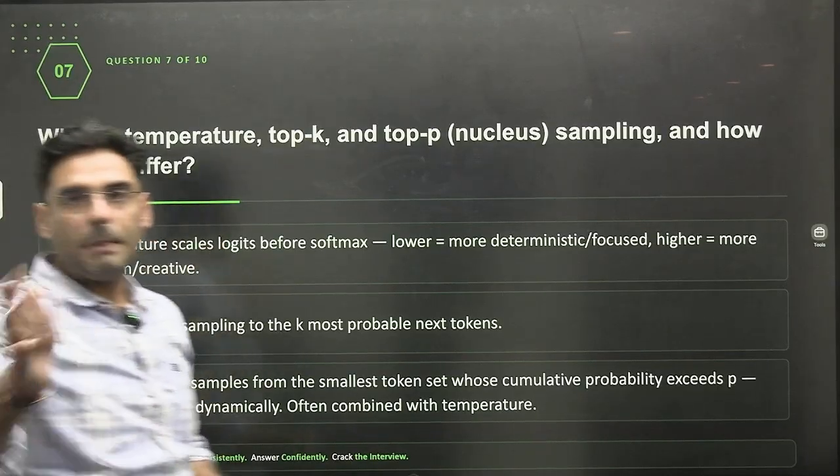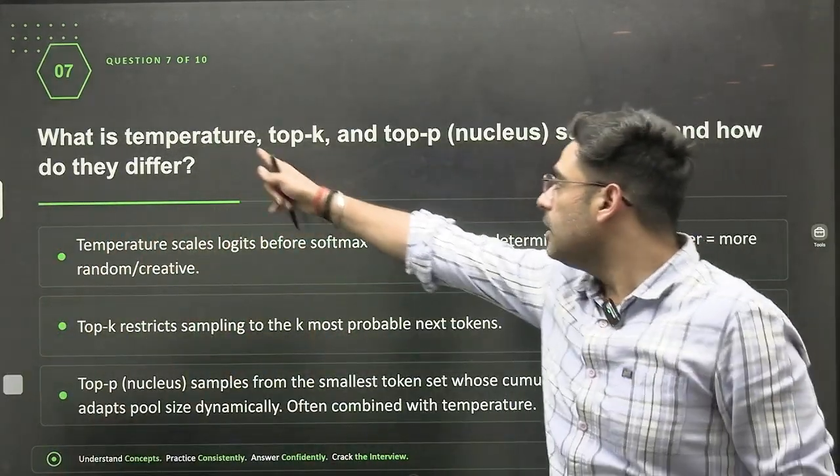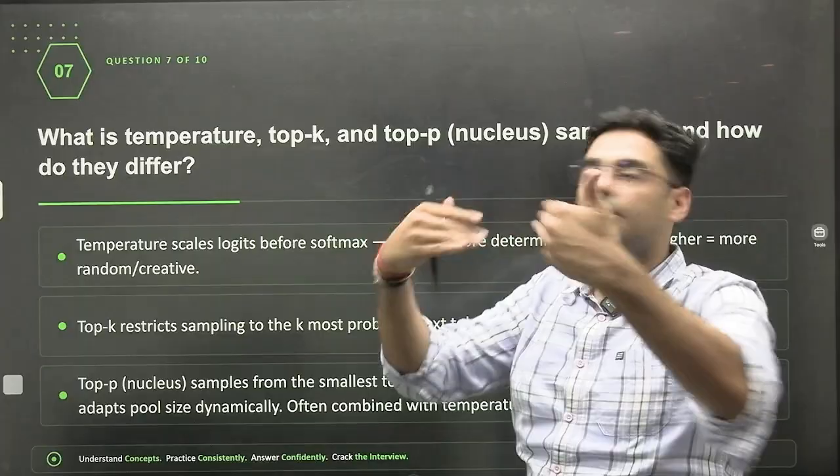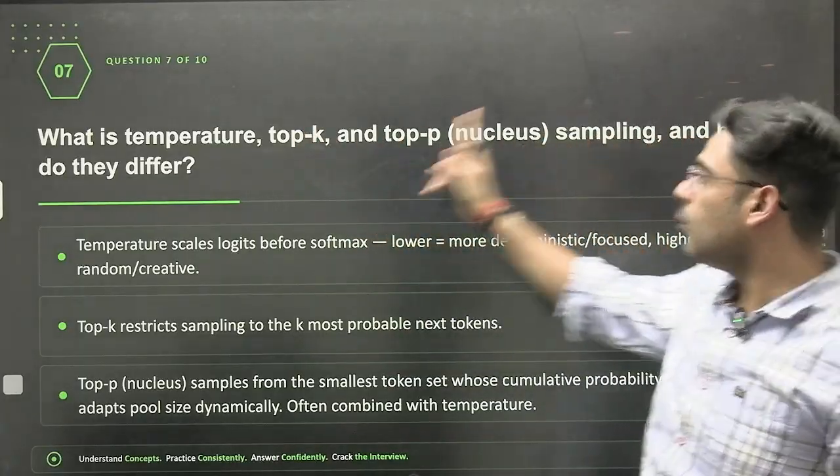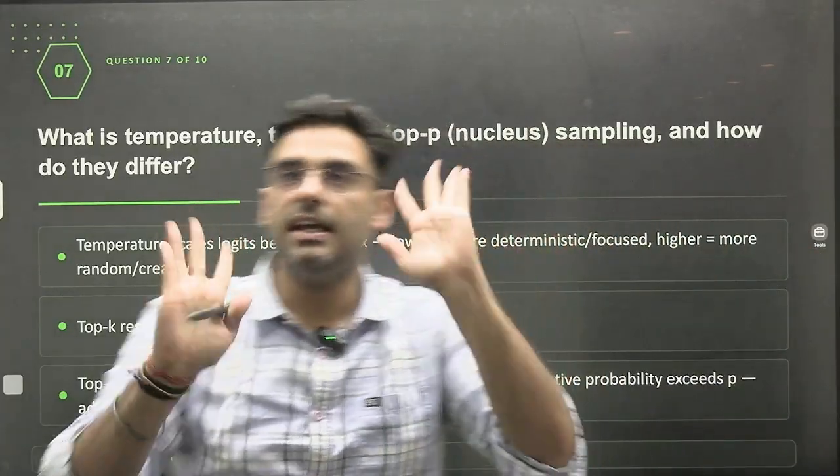Okay, so you should also prepare these three terms: temperature, what is the use of temperature and its significance, top K and top P sampling, and how do they differ? A highly asked question that I have gathered.